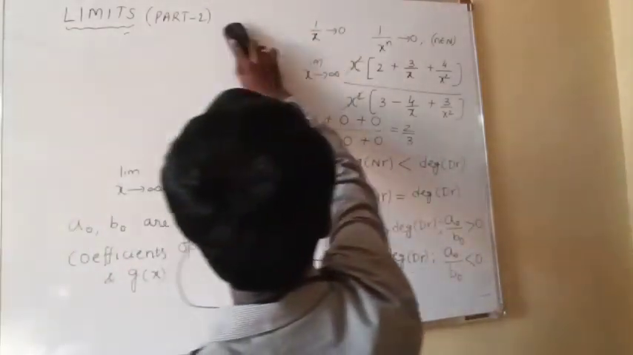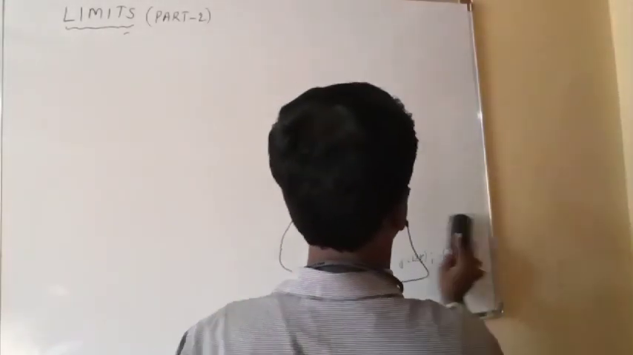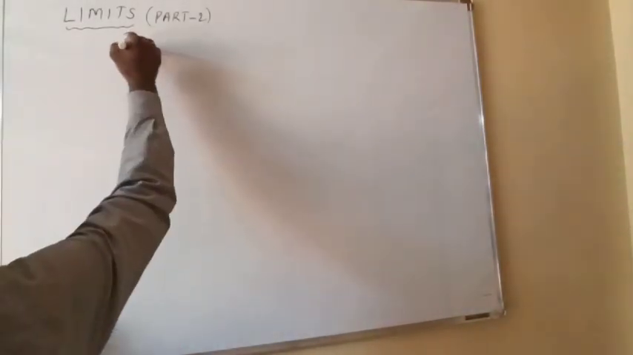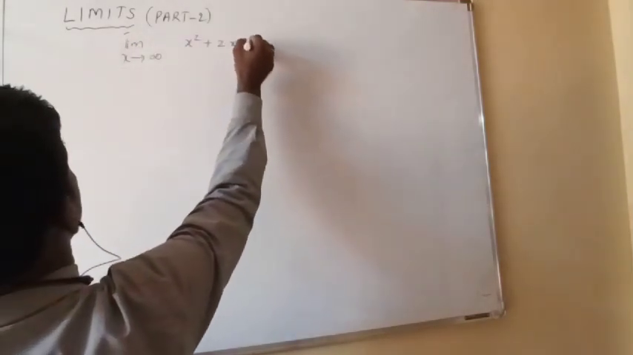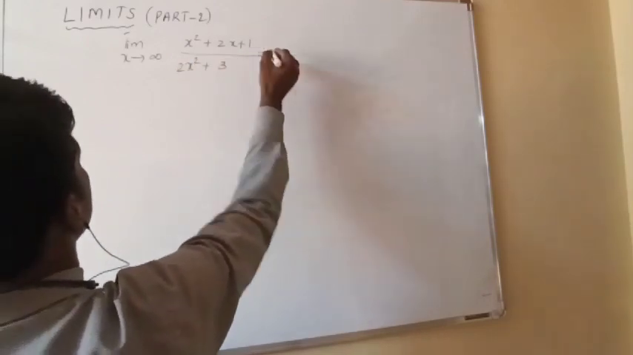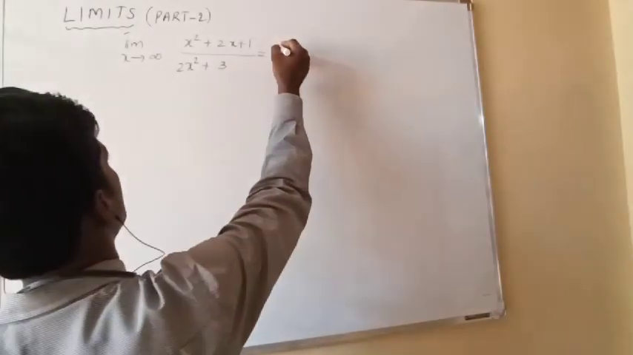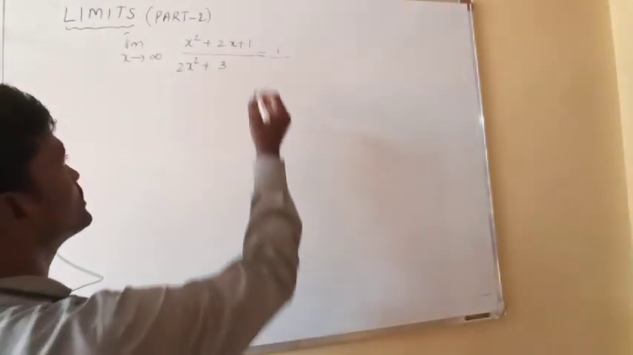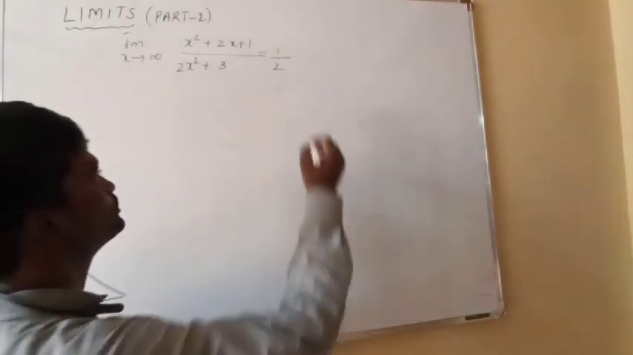So some examples based on this. What is limit x tends to infinity of x square plus 2x plus 1 by 2x square plus 3? See here, numerator degree is same as denominator degree. So the answer will be the leading coefficient in the numerator, which is 1. Denominator, what is the leading coefficient? That means the coefficient of the highest x power, 2. So the answer is 1 by 2.